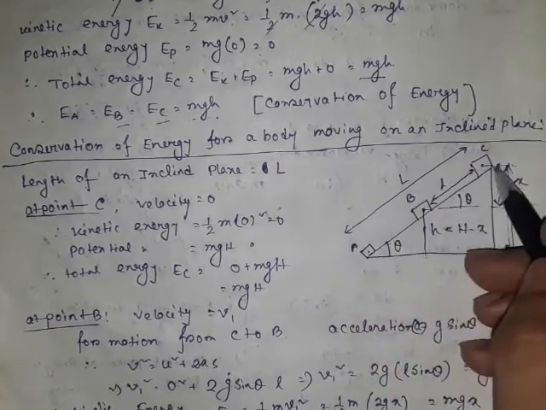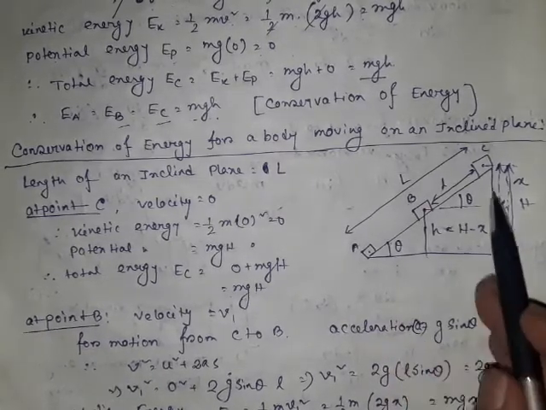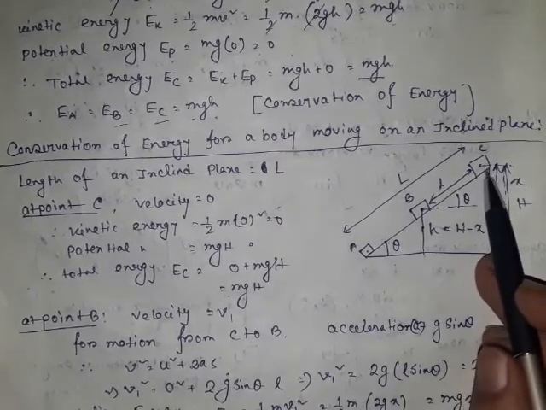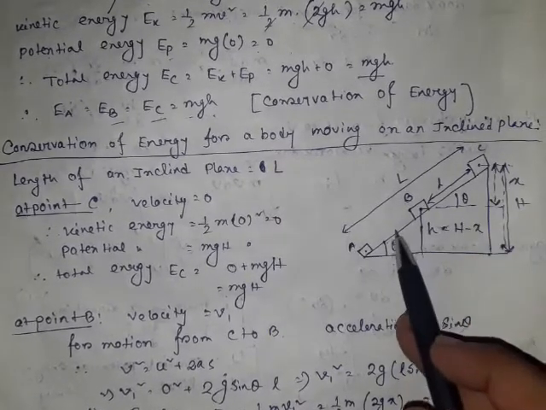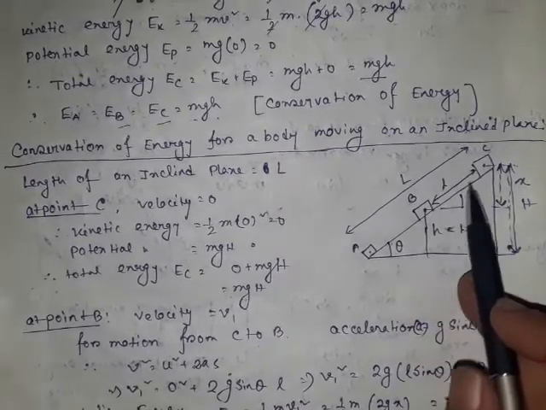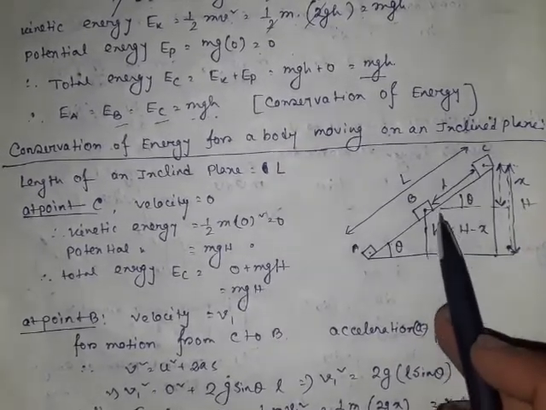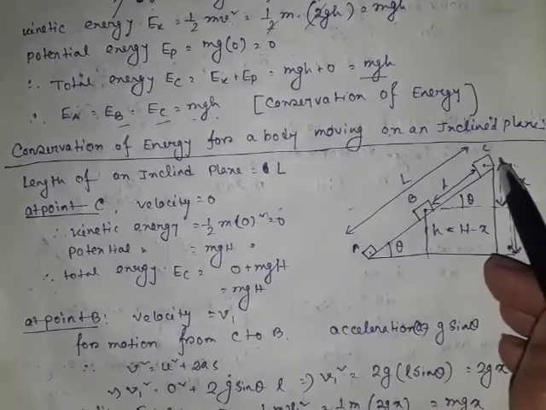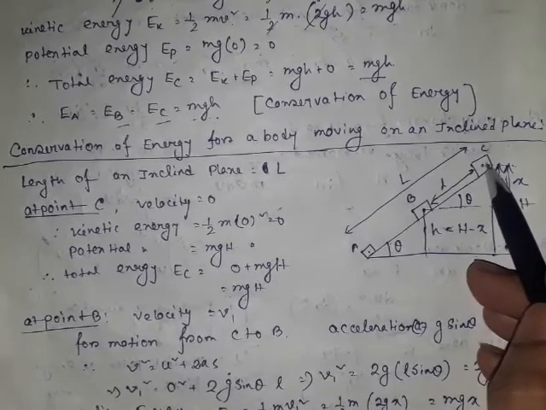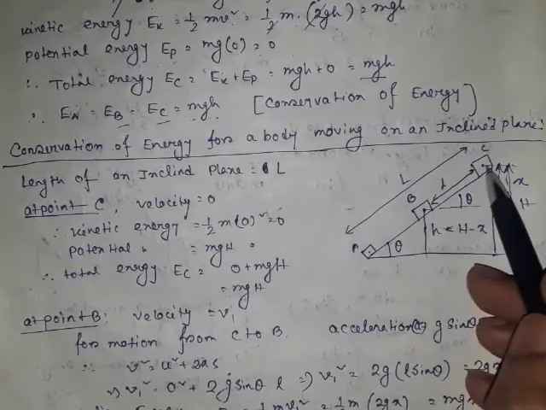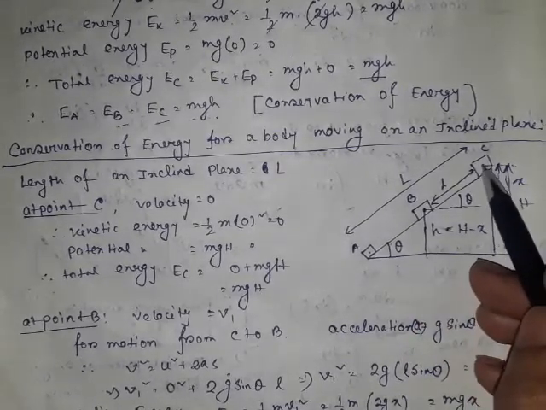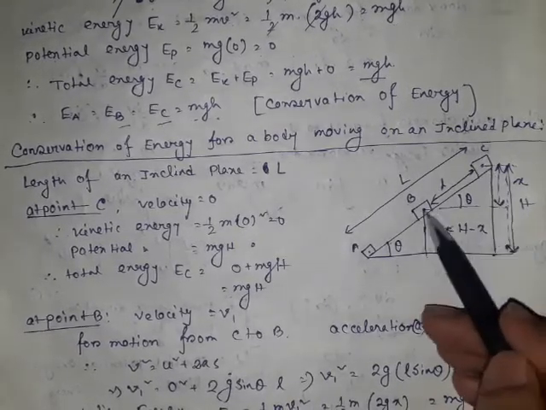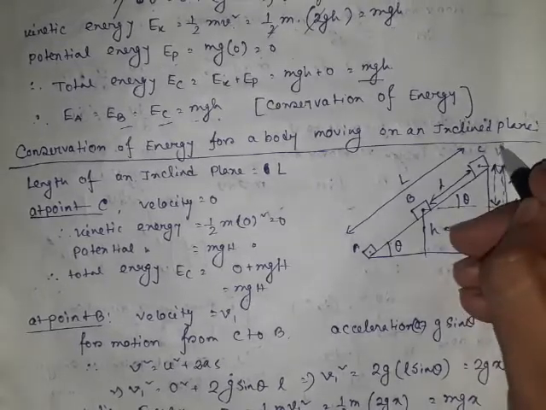Now again we consider three positions of the object. Initially the object was at C, and we have to keep in mind that the object is coming down due to gravity only. That means no other force is applied on it, so it is coming down due to its own weight. So we have to consider three positions. Initially it was at C, where the velocity of the object was 0.